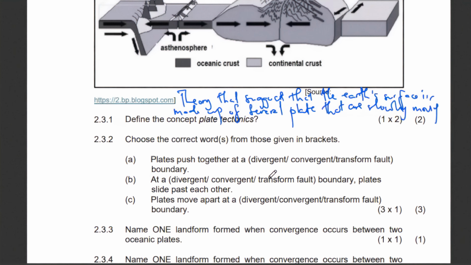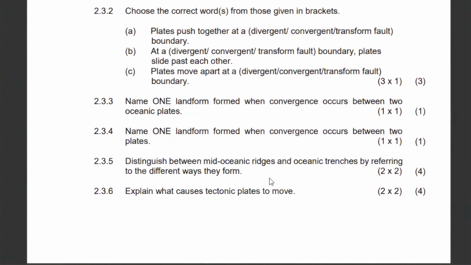It says, choose the correct words from the given words in brackets. Plates push together. When they are pushing together, they are converging, the convergent boundary. And at a transform boundary, plates slide past each other. That is where plates slide past each other. Then plates move apart at a... to move apart is to diverge. That is a divergent boundary.